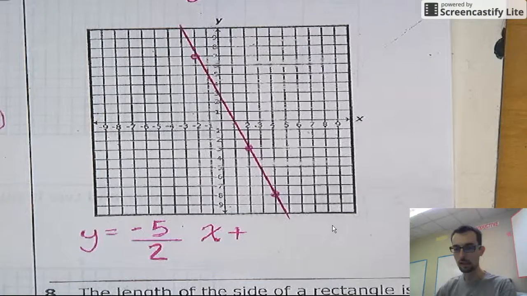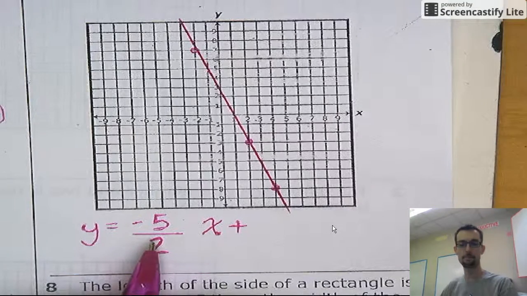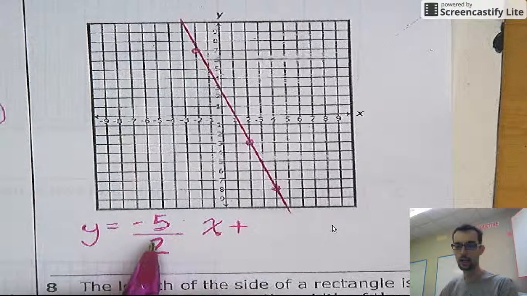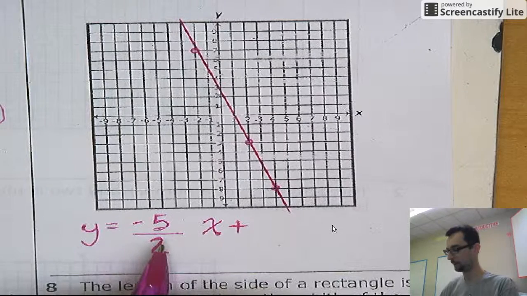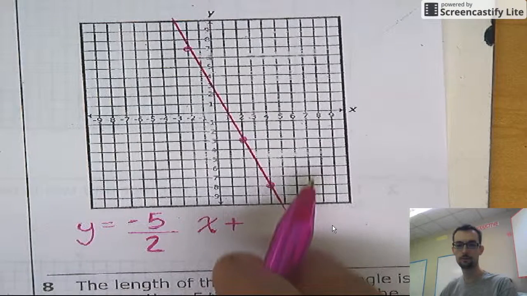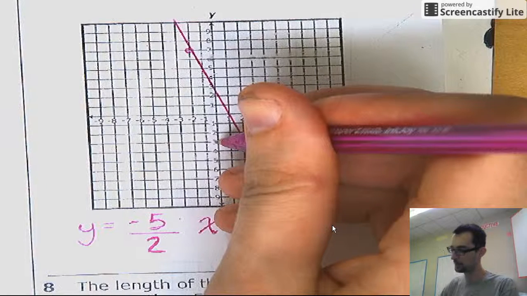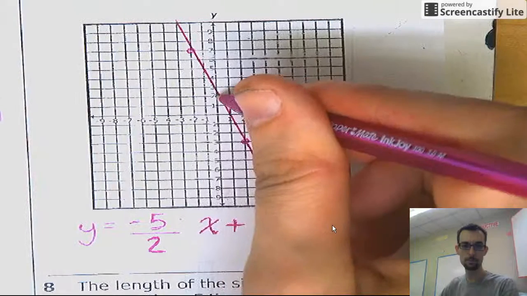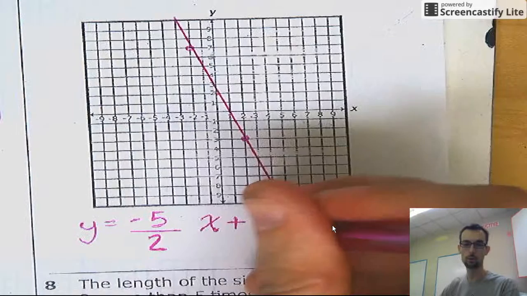Boy, this is quite the problem, isn't it? All right, I can do a couple of things with this. This says right here, every time you go down 5, you have to go right 2. So conversely, if you go left 2, you have to go up 5. I'm going to do that from this point right here. If I go left 2, I have to go up 5, which gets me to my point 0, 2. Which, guess what, is my y-intercept.